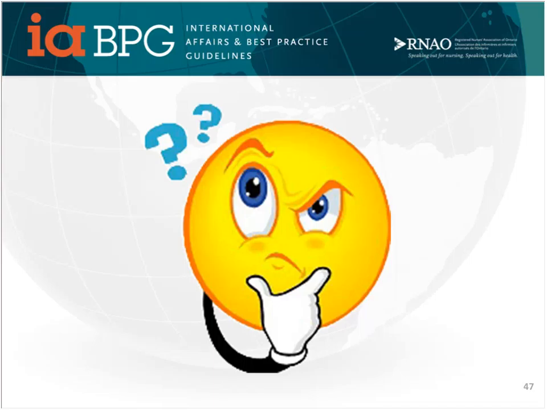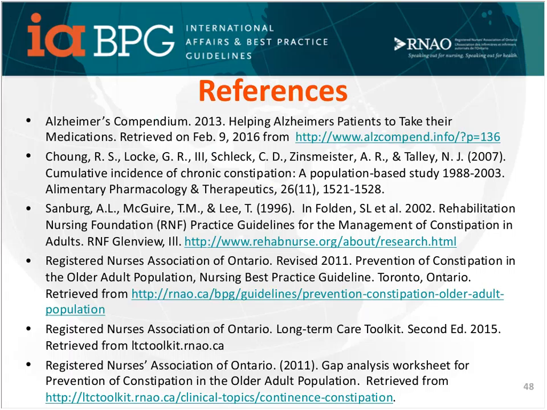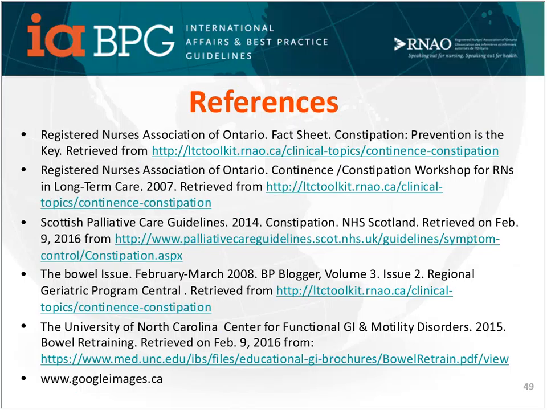Maybe while we're waiting at the end, I'll just go over some of the references. I mentioned that Alzheimer's Compendium on helping Alzheimer's patients to take their medications. Then the Rehabilitation Nurses Foundation Best Practice Guideline. It's more in-depth. It really focuses around people who have paralysis and other problems that rehabilitation nurses would find. And then on the next page of references are the ones from the Scottish Palliative Care Guideline and then the University of North Carolina, just so that you've got those in case those were some of your questions.